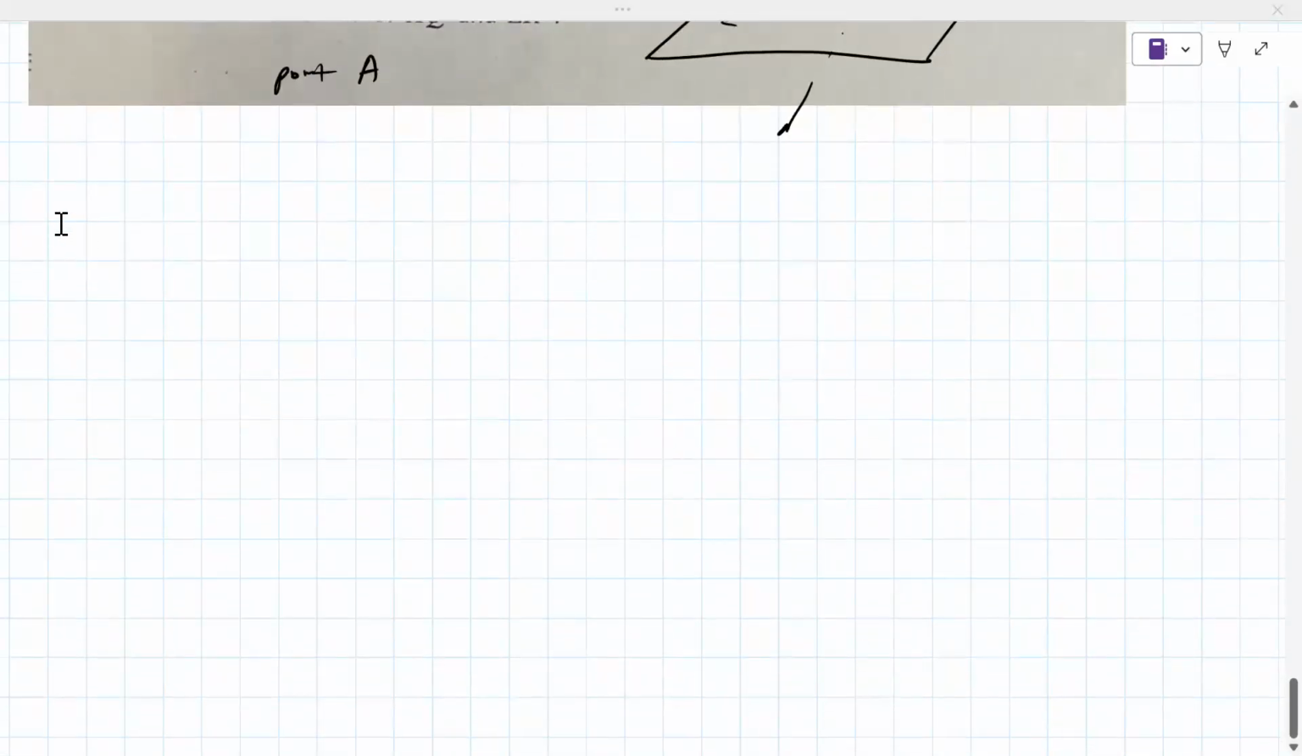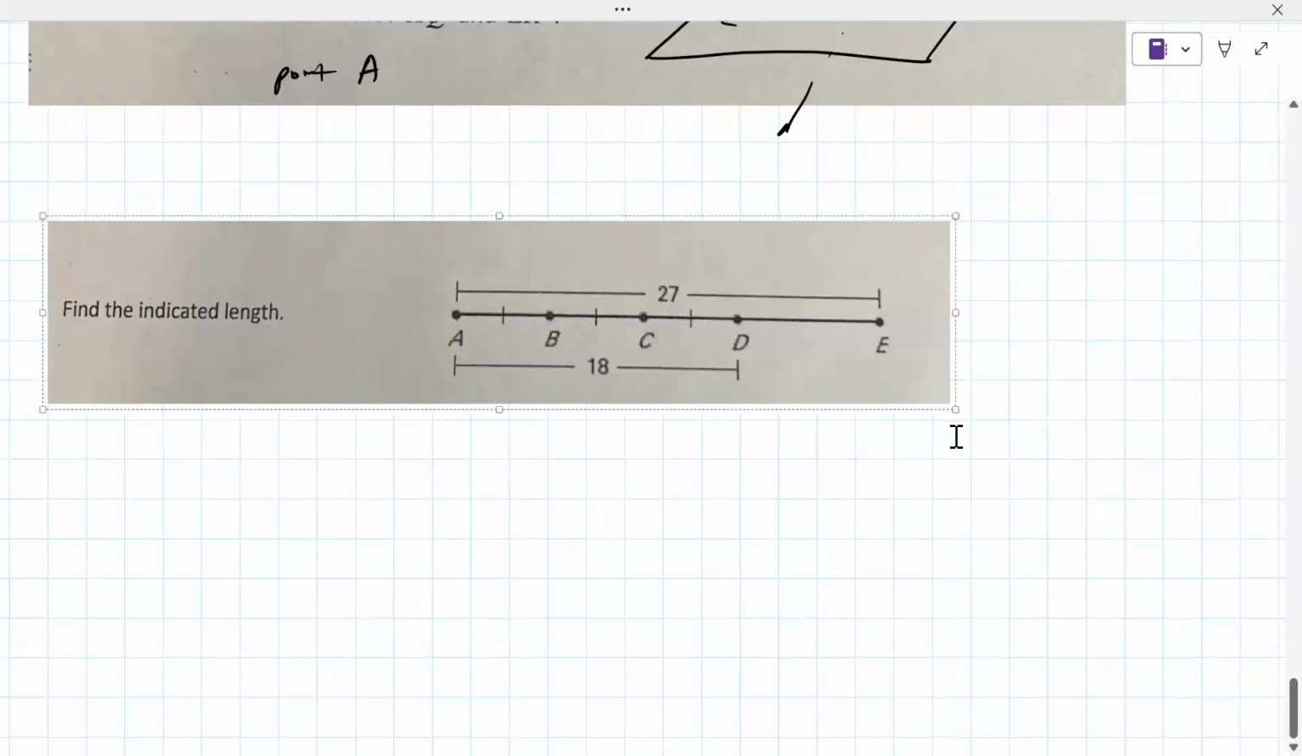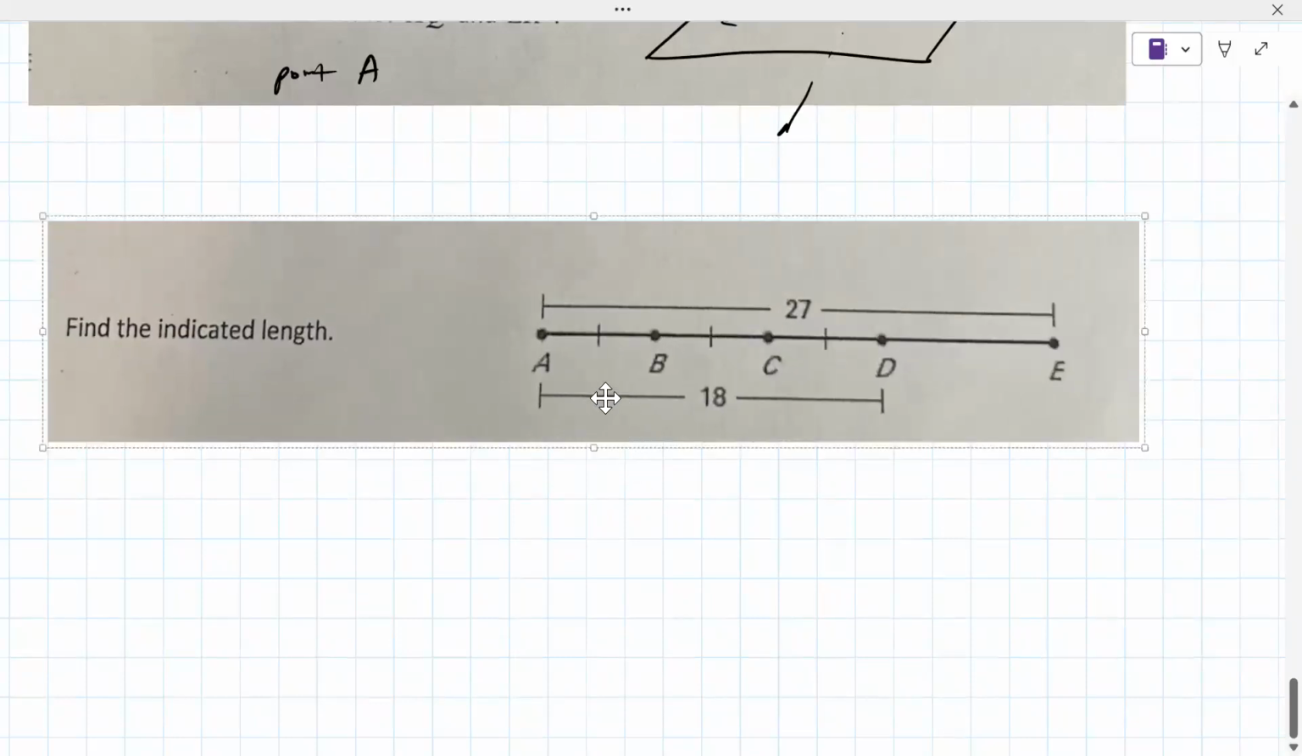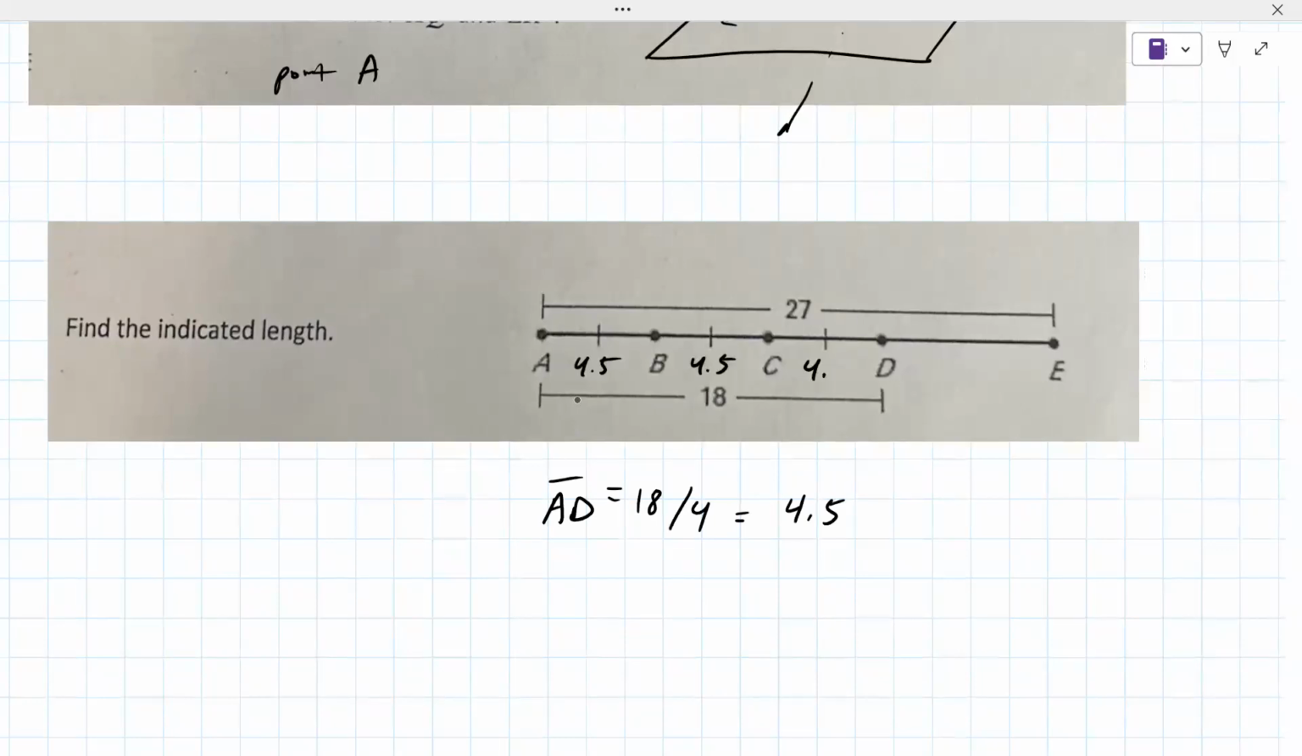Next question here. Find the indicated length. So the AD here, AD is 18. If you divide that by 4, you get 4.5 for each of these. I'm sorry, by 3. I am really struggling. Divided by 3 is 6. We get 6, 6, and 6. And then that helps you to find DE because DE is the rest. These three are 18, so that's 9.